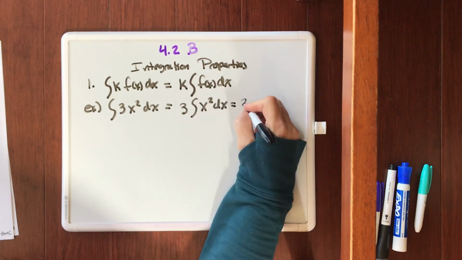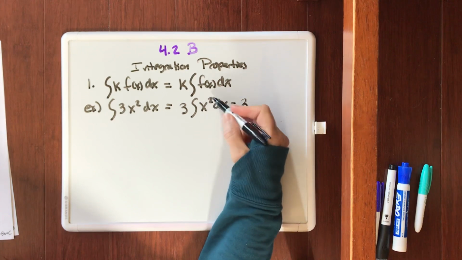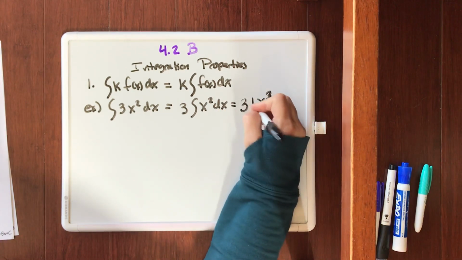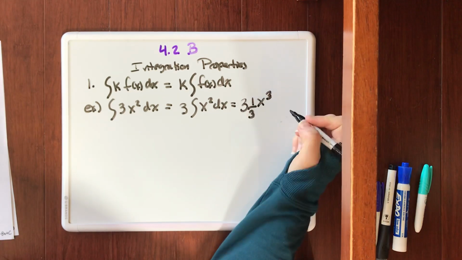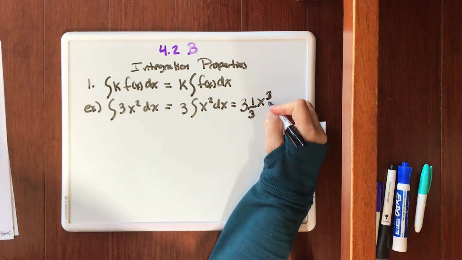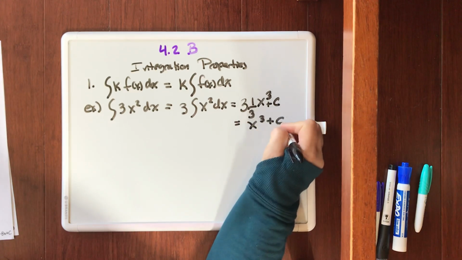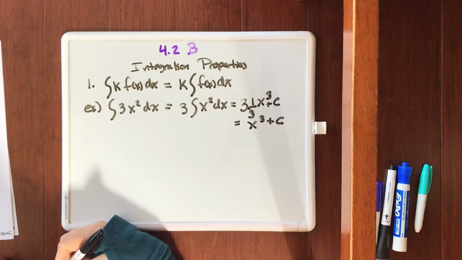So we leave the 3 alone, and we multiply the integration of this. We add 1 to the 2, times 1/3 plus c, which equals x cubed plus c, because this is multiplying. Okay?